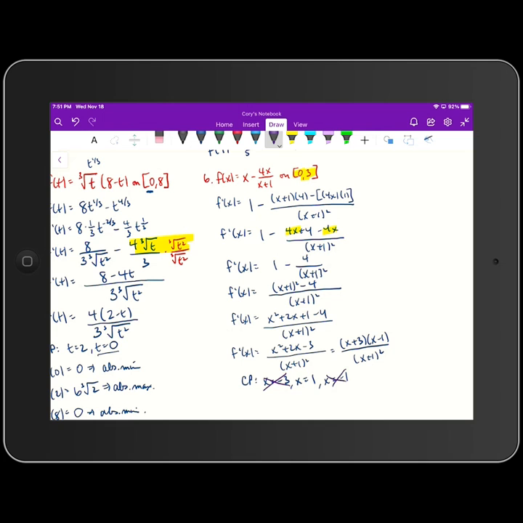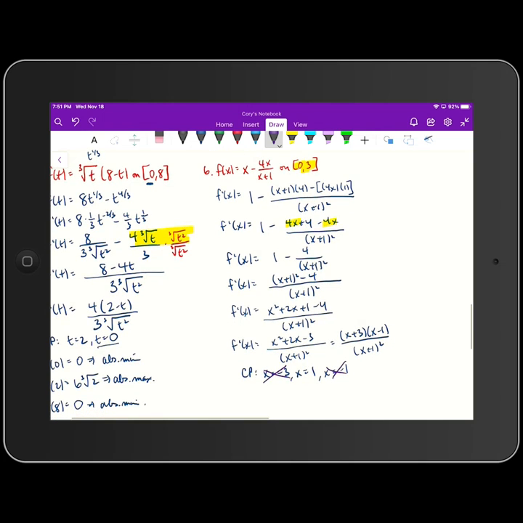Nor does the critical point at x equals -1, so I don't have to test that either. Okay? So the only values I have to test here are f's value at the starting point 0, f's value at the critical point that's on that interval, 1, and f's value at the ending point, 3.